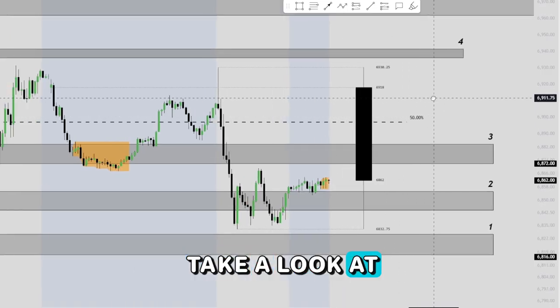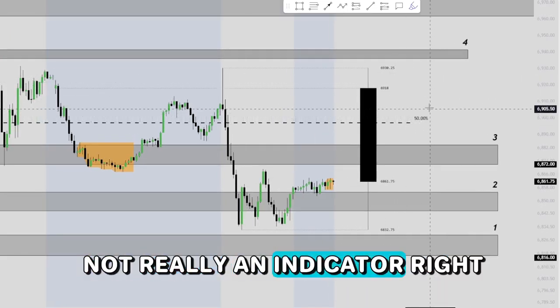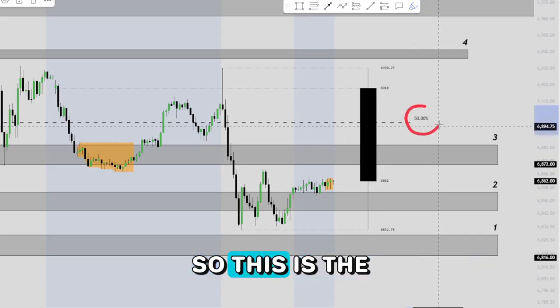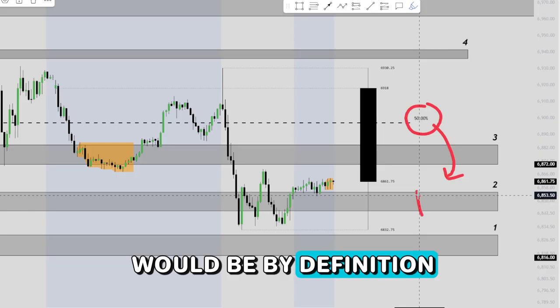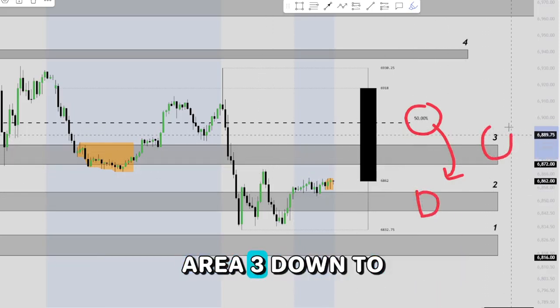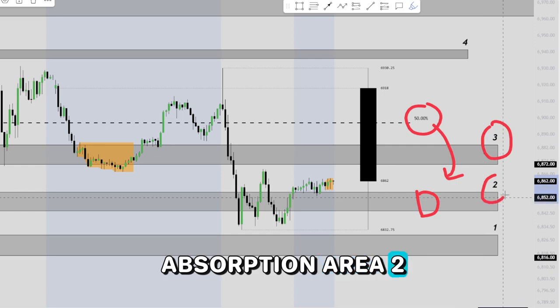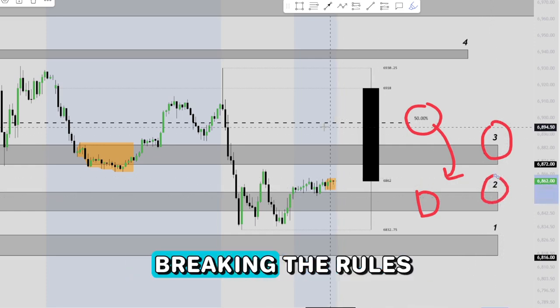If I take a look at some of the indicators that I use, yes, I use the fib, even though this is not really an indicator. This is the 50% area, so anything below that would by definition be a discount. However, I shorted from absorption area 3 down to absorption area 2. So I was shorting in a discount, which is technically breaking the rules.